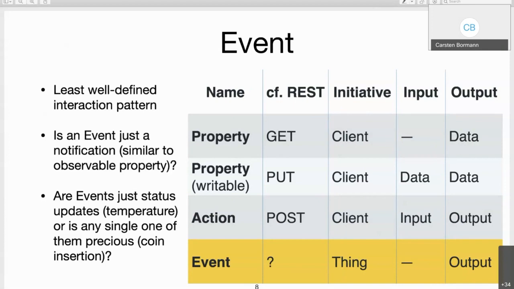Or they may actually be more heavyweight occurrences, where every single one of them is precious. So you might model the insertion of a coin in a device as an event. And then, of course, you need to model the fact that you cannot lose these events. So there we have a little bit of openness in the specification, but in the end, we define the output data, and that's what we focus on in the data model work for now.